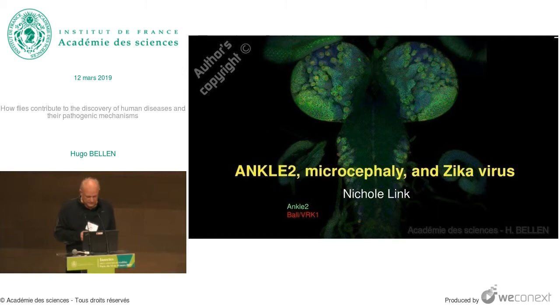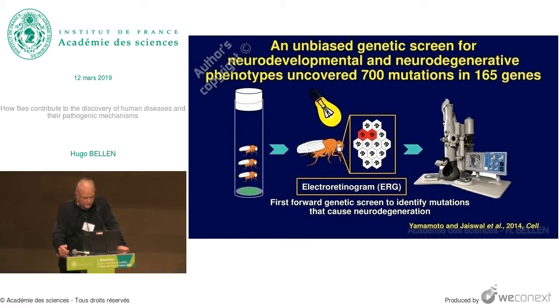This story was started by screening for a set of genes that would cause a neurodegenerative or neurodevelopmental phenotype. And I'm not going to belabor this screen, but what we did is we first induced mutations in flies that caused the flies to die, so we want mutations in essential genes.